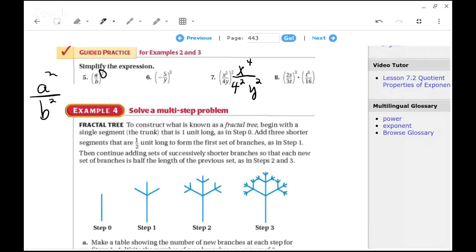So when I apply the 2 to the numerator, I've got to multiply this 2 and this 2. That gave me x to the 4th. And when I'm applying the 2 on the outside of the parentheses to everything in the denominator, that's going to be 4 squared y squared. So then my final answer is x to the 4th over 16y squared.